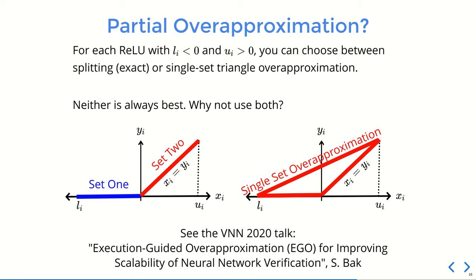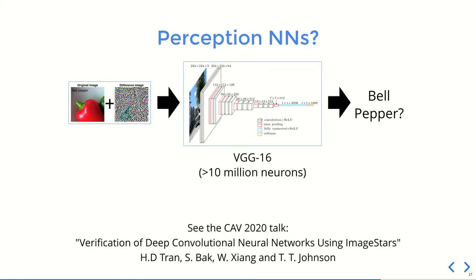If you're interested in this method, there's another talk in VNN that you can look out for, which is one of the workshops associated with CAV. It's also not about perception neural networks that are sort of huge in size, where you may have millions of neurons, right? So there's another talk at CAV dealing with this problem too. So I encourage you to see that one.